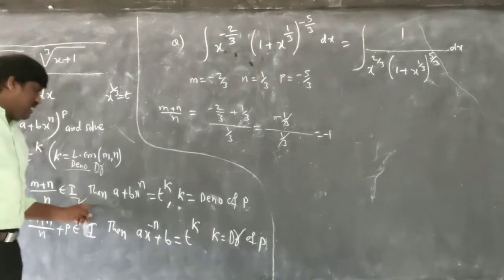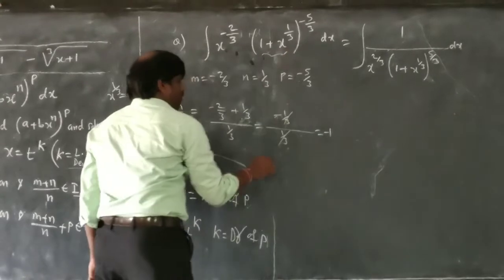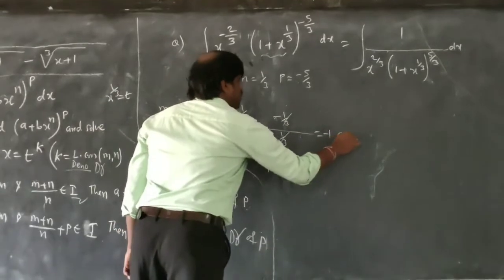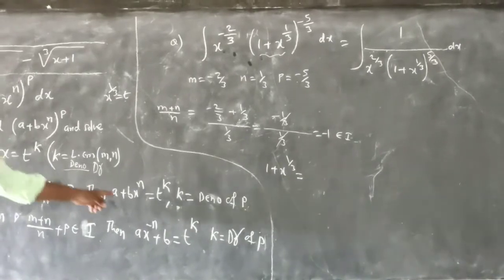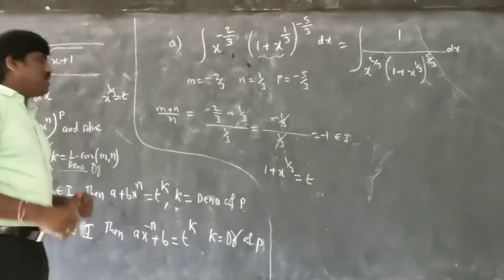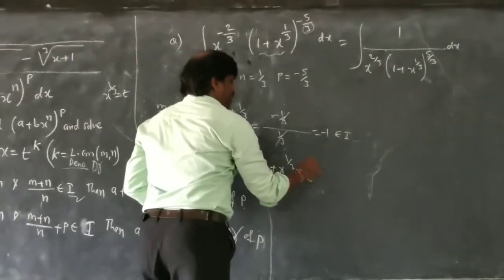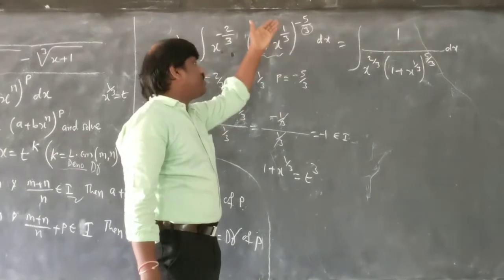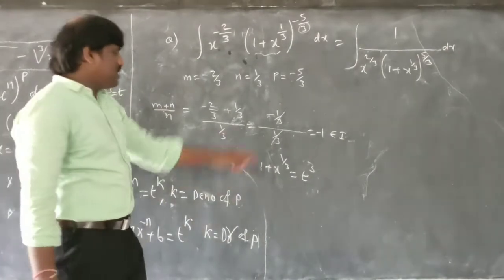So whenever you get an integer, I can write t power k. This one, 1 plus x power 1 by 3, I can take. You got an integer, so we are using this format. So what we take here, 1 plus x power n, we can write t power k. What is k? Denominator of p. So t power 3 I can take. And p is what? Minus 5 by 3. If you have a negative fraction, you always take the numerator. So t power 3 is the right answer.